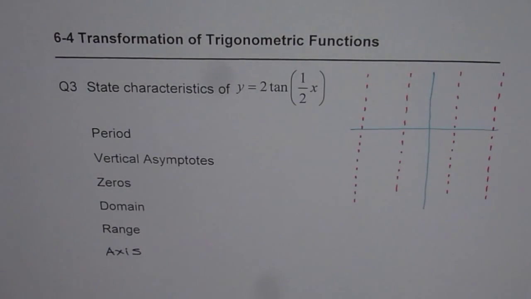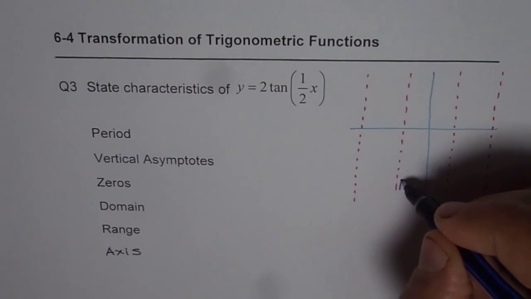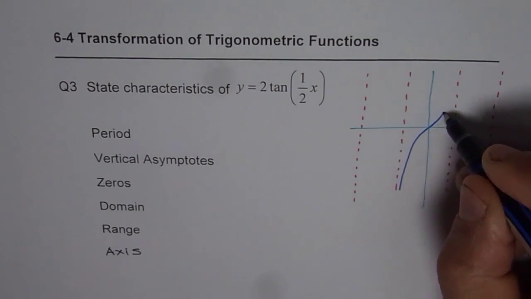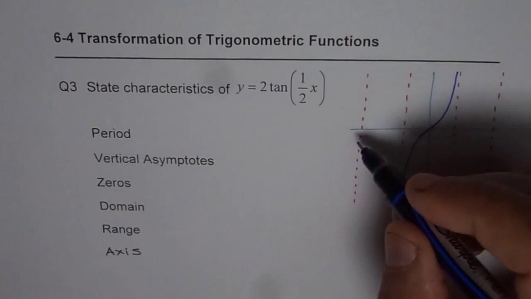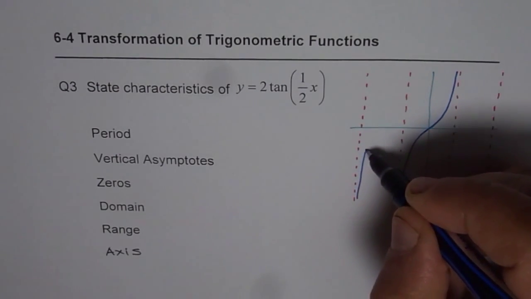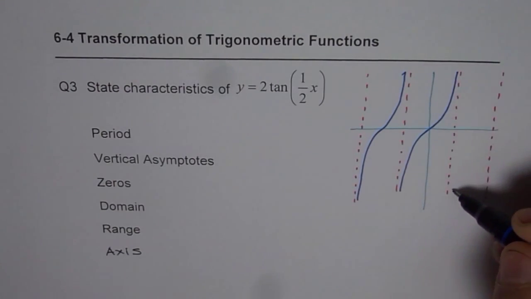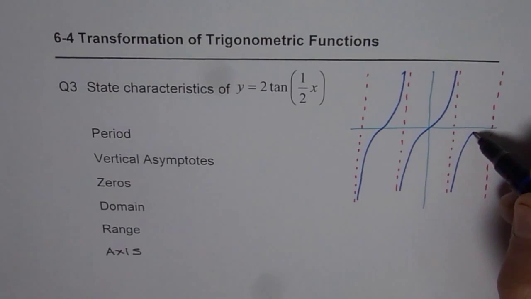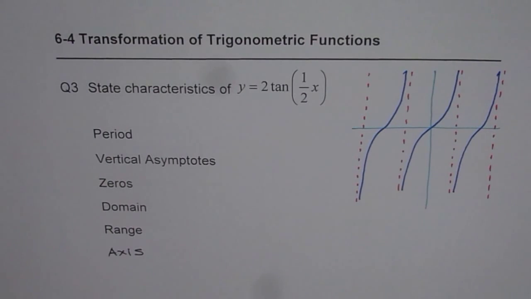So let me sketch one here, and then we will discuss the characteristics of this function. So tan function, as you know, is kind of like this. It is always increasing in its domain, right? So it is increasing with 0 at the center and then the asymptotes on the side like this, right? That is how the tan function is, right? Now what I've drawn here is tan x. We'll be talking about tan of half x in a minute.